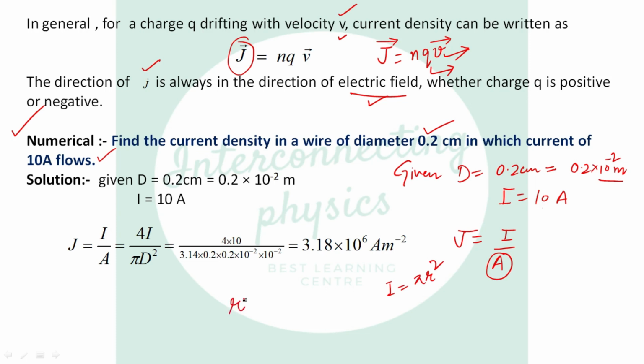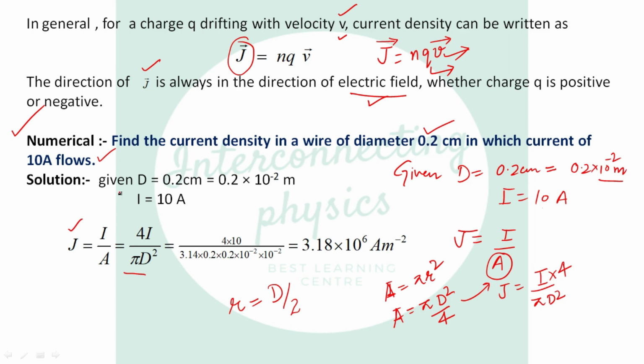What is the relation between radius and diameter? Radius is always diameter divided by 2. So what will be the area? Area equal to pi d square divided by 4. So substitute this value here, we will get J equal to I divided by pi d square multiplied by 4. So current density will be 4I divided by pi d square.